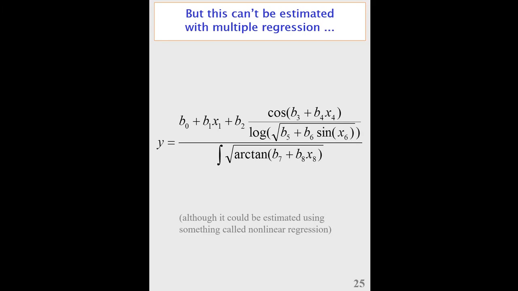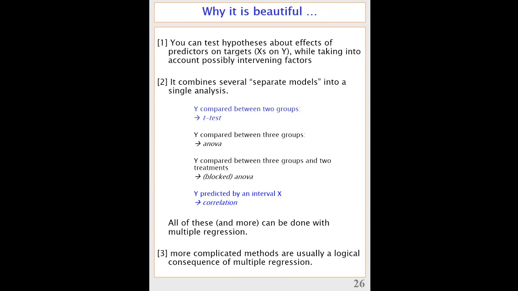Okay, so one final bit on why this is so beautiful. One is this thing that we already looked at. You can account for all kinds of intervening factors. So you could think, when we see an effect, there is a difference between males and females, but this could be because of this, because of that. Well, if you have all of these measured, you can simply include them and control for it.